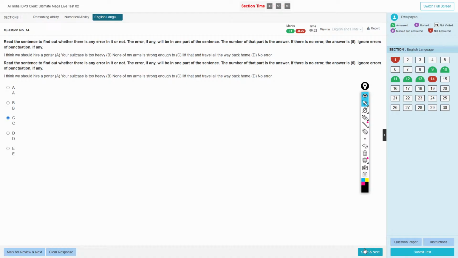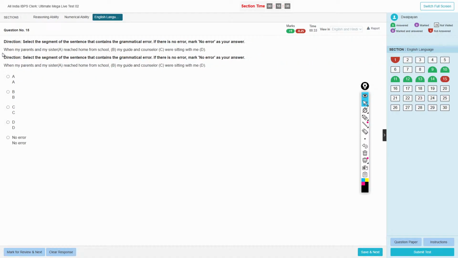This is the only one I feel is an outright mistake. When my parents and my sister, or my parents and sister, reached home from school, my guide and counselor were sitting with me. So we suppose that the left hand side is correct and make the correction on the right. So where is the error?